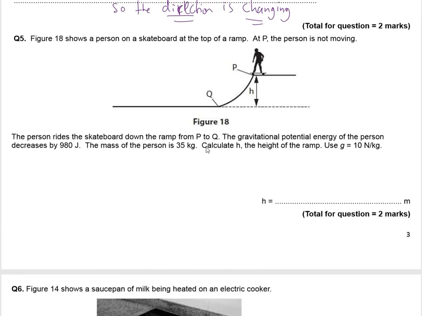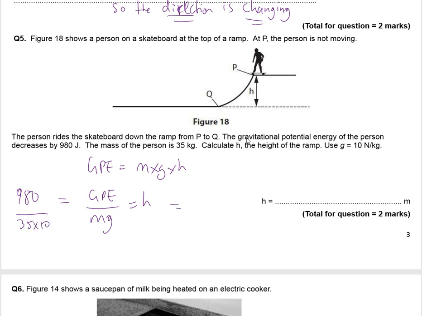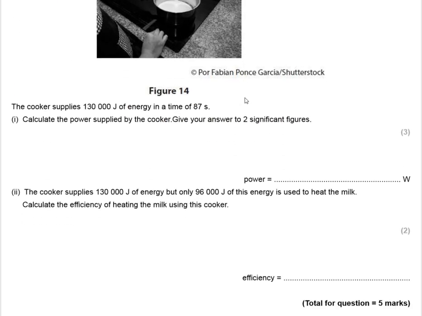Now this one, we should know this one already. So what do we have? We have GPE, mgh. We're rearranging for h, so h equals mg divided by... we have 980 over mass. You just plug it into your calculator. 2.8. Again, you can see how easy it is to get 2 marks.